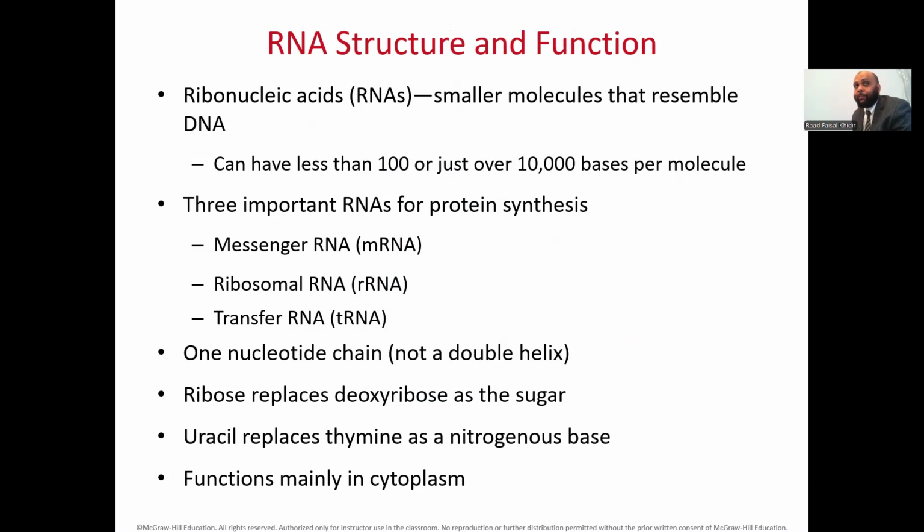of RNA. So we have messenger RNA, mRNA. We have ribosomal RNA, that's rRNA. And we have transfer RNA, that's tRNA. So one nucleotide chain, not a double helix. So ribose replaces deoxyribose as the sugar, and uracil is going to replace thymine as a nitrogenous base, and that's going to function mainly in the cytoplasm.